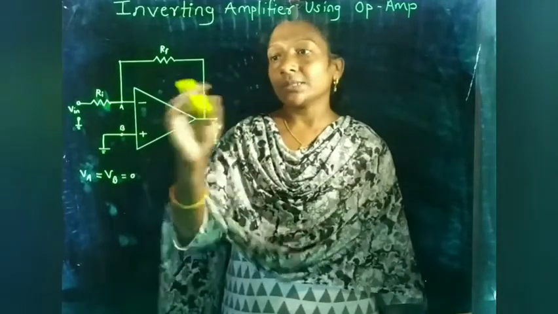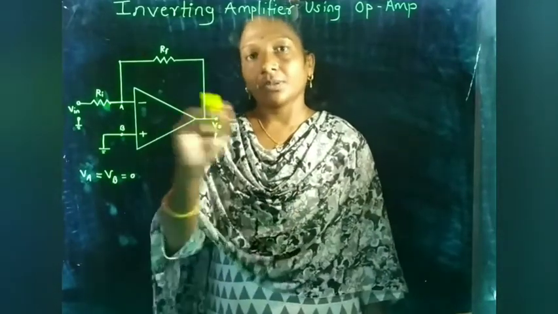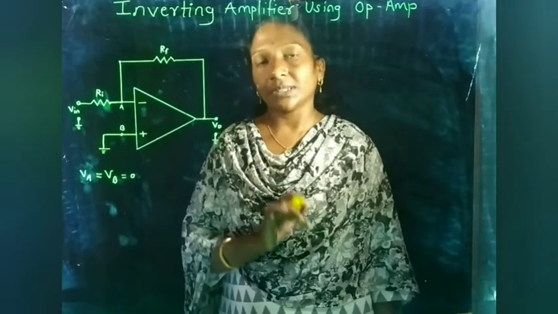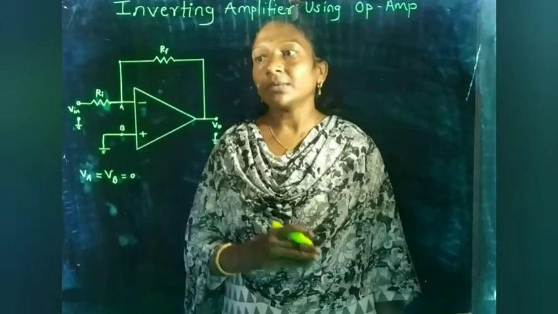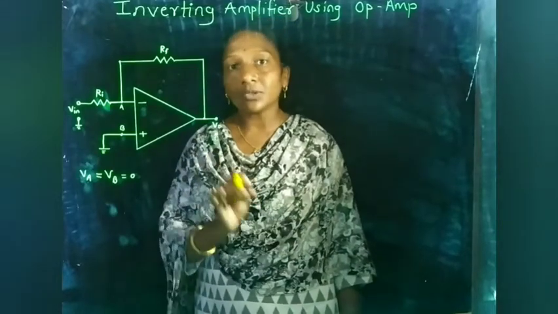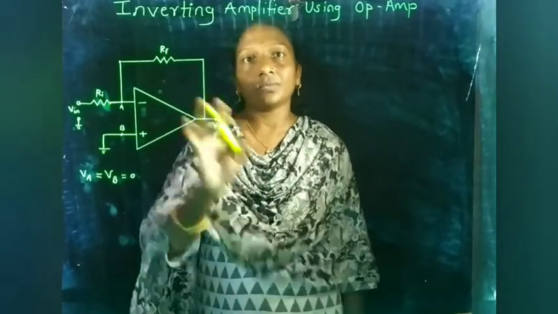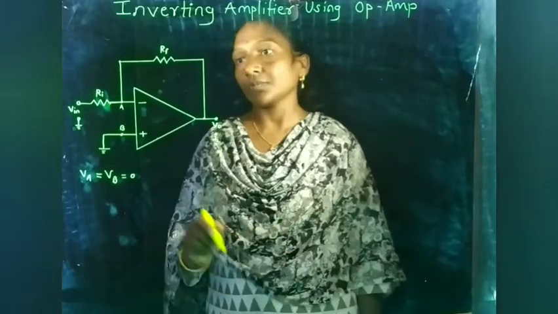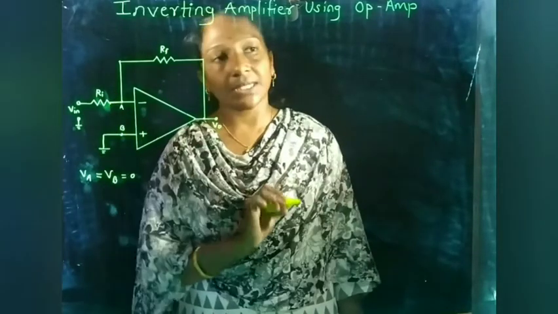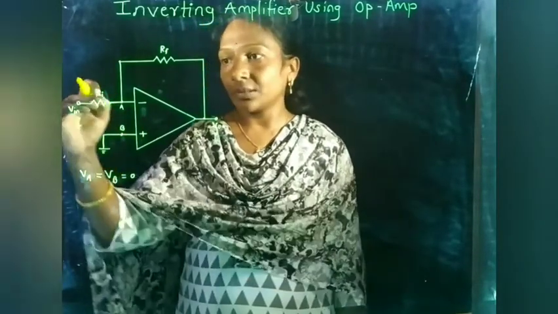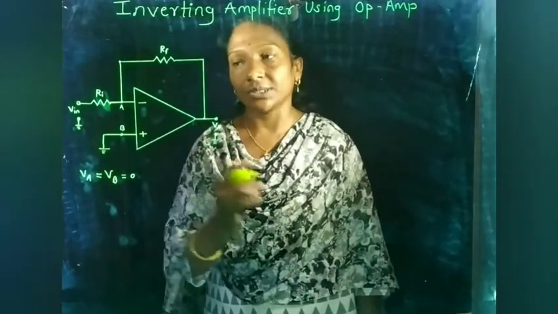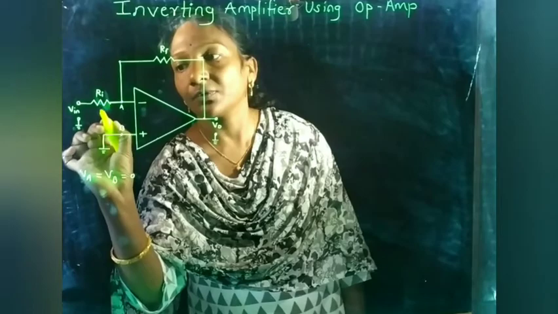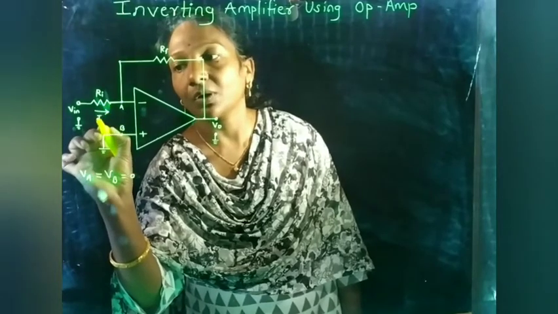Now, let's see the working of this inverting amplifier, and simultaneously we find out the closed loop voltage gain of this amplifier. This resistance is the input resistance. When the input voltage is provided to this circuit, then current is flowing in this direction called as I.